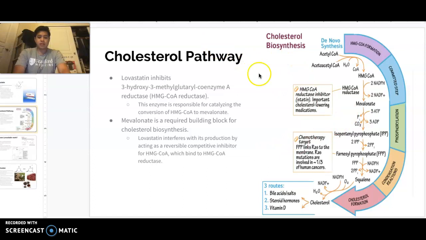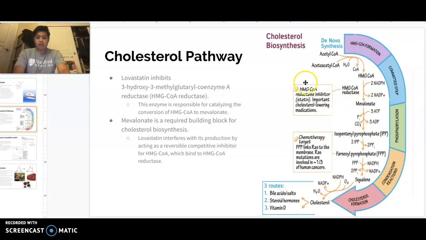So this is the cholesterol pathway that I was alluding to earlier. As you can see here, there are multiple steps in the production of cholesterol. You start with the HMG-CoA formation, then you have the committed step, phosphorylation, condensation reactions, and finally cholesterol formation.